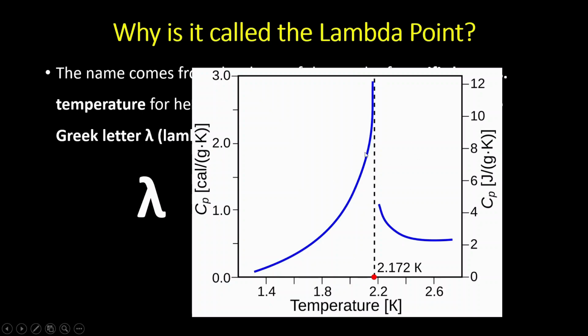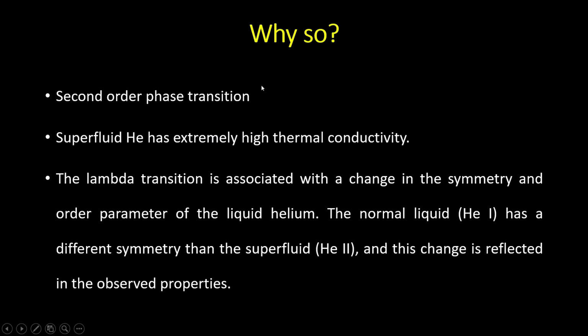Now the question is, why does this graph look like so? It is a second order phase transition. So what is the order of a phase transition? That also we already discussed in our previous video, the link to which I will give you in this I button. And superfluid helium has extremely high thermal conductivity. That is why its specific heat keeps increasing up to the transition point.